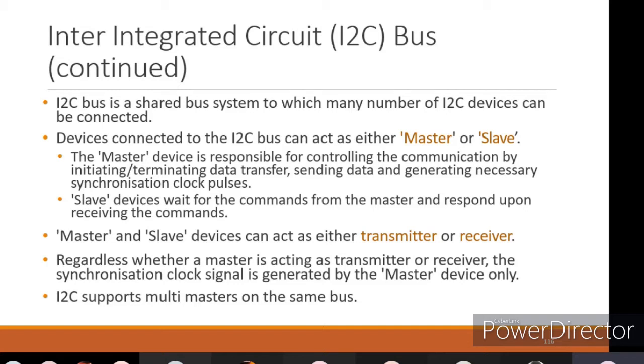Regardless of whether the master is acting as transmitter or receiver, the synchronization clock signal is generated by the master device only. Whatever the synchronization clock is, it will always be generated by the master. I2C supports multi-masters on the same bus. In the same bus, you can connect many masters.